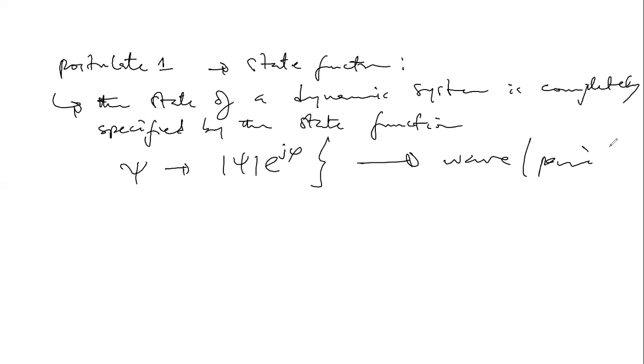Let's put that in a different way. We say that the position and velocity of the particle at one instant of time are completely determined by the position and velocity of the particle at some previous time. That makes it a dynamic system.